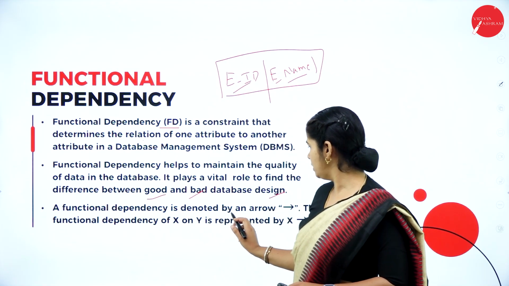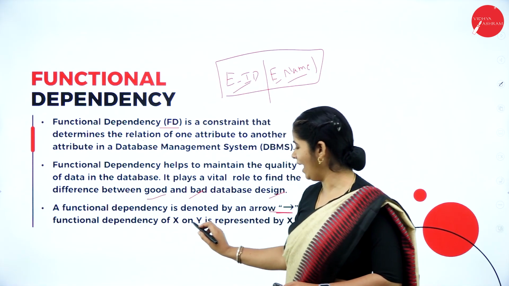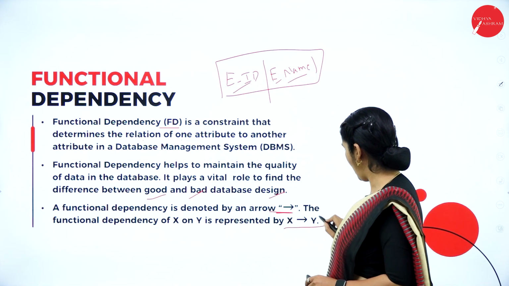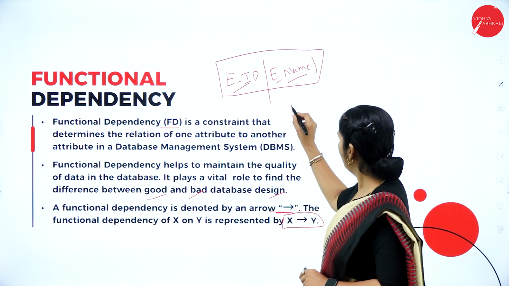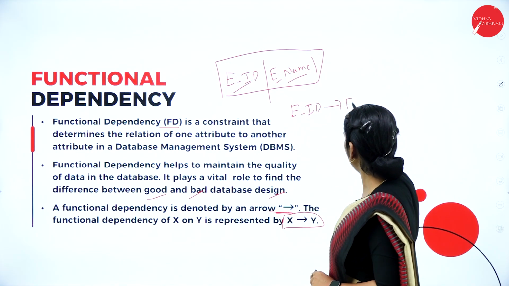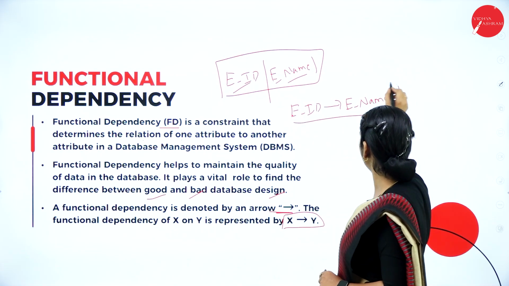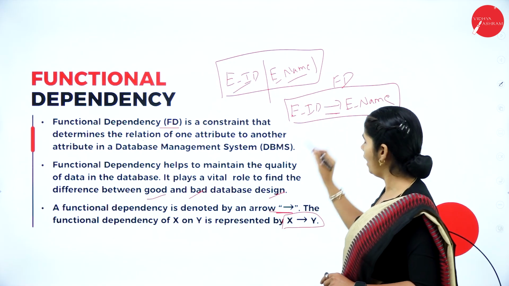Functional dependency is denoted with an arrow mark, and the functional dependency of Y on X is represented by X arrow Y. How do we represent the functional dependency? For example, EID determines E name. This is how we represent the functional dependency using the arrow mark.